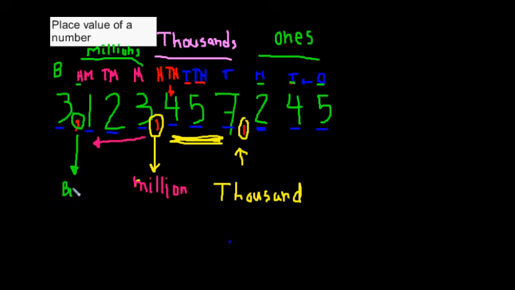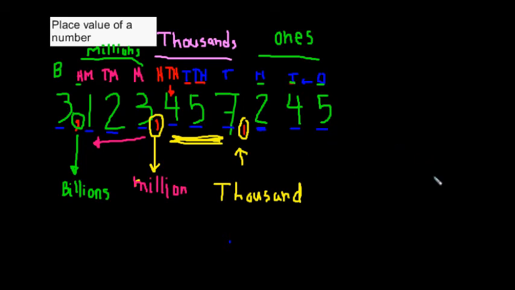Okay, if you see first, we have ones, then we have thousands, then we have millions, and at last, right now, because numbers are infinite, we have billions. So this is 3 billions. And now we identify the place value of a number from ones through billions.